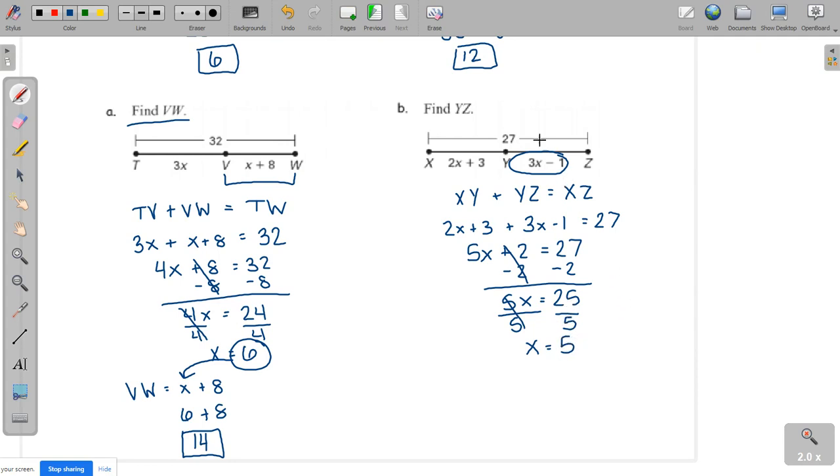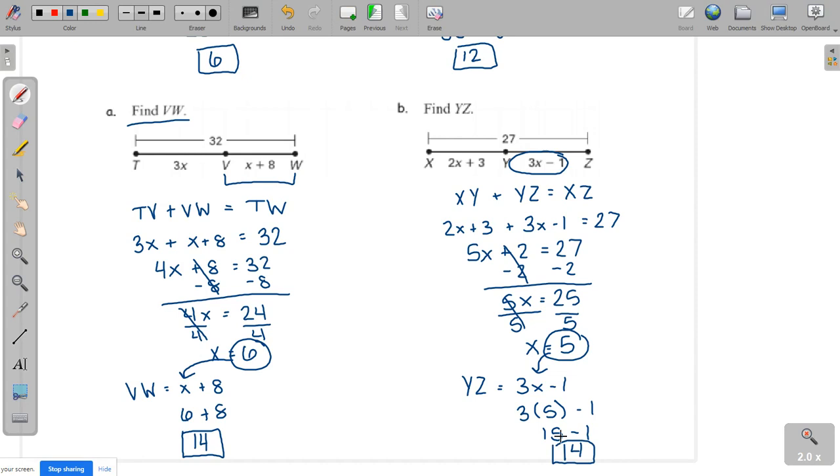The question was asking for YZ, not x, so we have to go back up. So YZ we know is 3x minus 1. And we know what x is. x is 5, so substitute it in. So we get 3 times 5 minus 1. 3 times 5 is 15. Subtract 1 and we get 14.